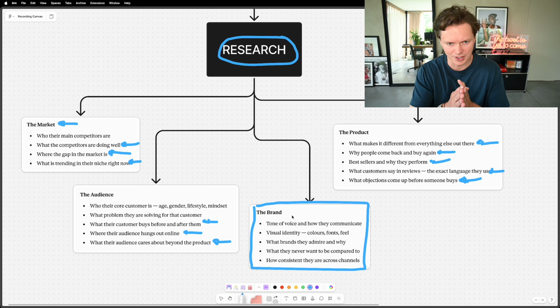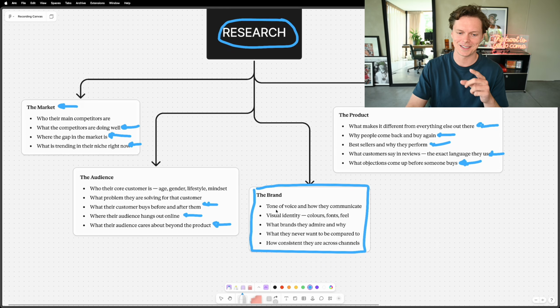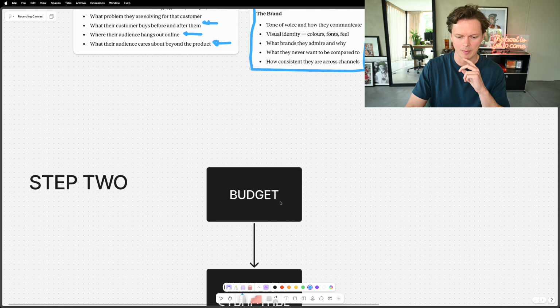So this is the research layer. Spend time doing this. Build your own Claude Code skill or agent, whatever, to do this automatically for a brand by scraping their Instagram, scraping their website. Doesn't matter what you do, but figure this out, because this is going to be important. Once you've done this, time for step number 2.